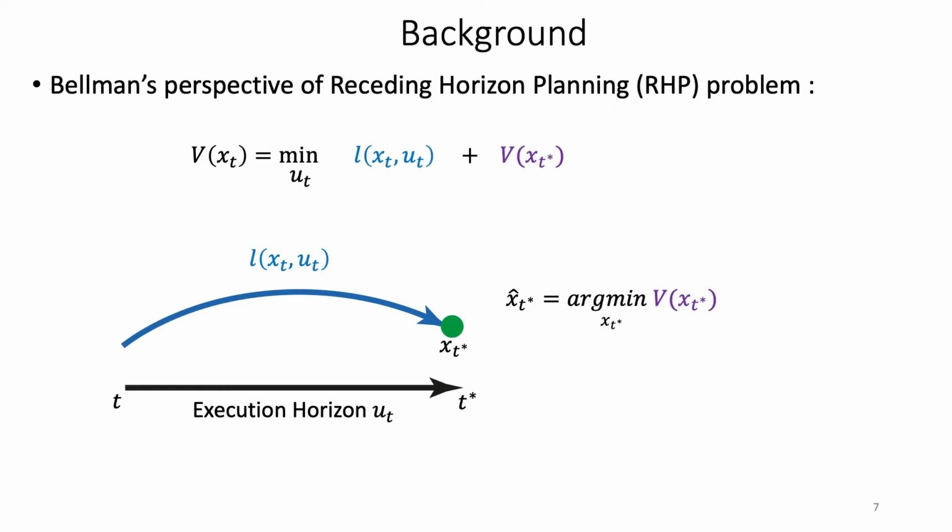To give more detail, let us consider the RHP problem from Bellman's perspective. The execution horizon can be seen as an approximation of the optimal policy, u_t. The Bellman equation suggests that the optimal policy should not only minimize a running cost, L, but also lead to a state, x_t star, which optimizes a value function, V. The value function directs the execution horizon by telling the desirability of a given state. For complex systems, an analytical formulation of the value function is often unavailable, and we need to approximate the value function.